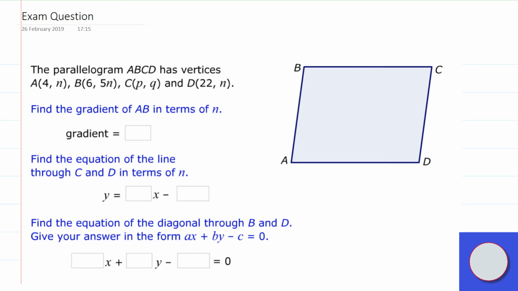Do realize that n is in every single answer. Don't let it put you off.